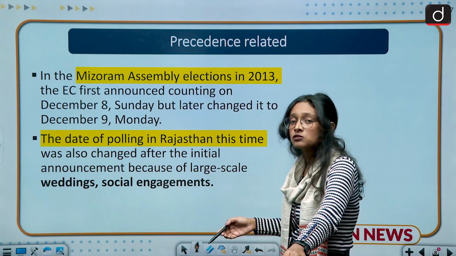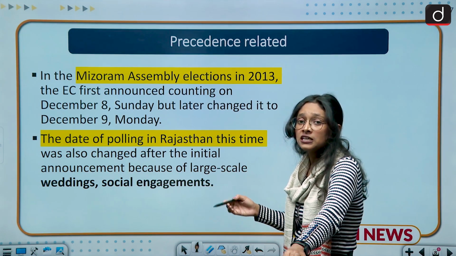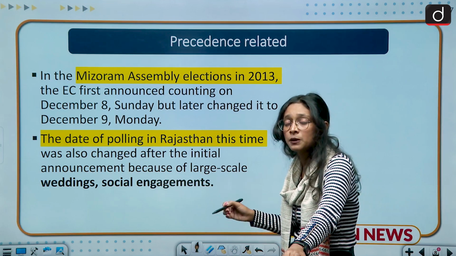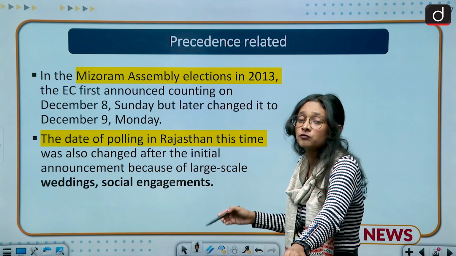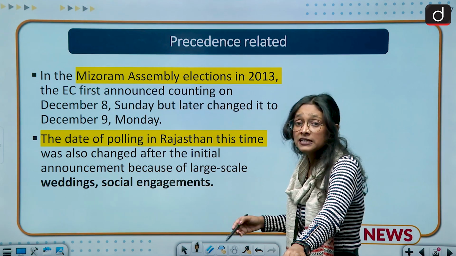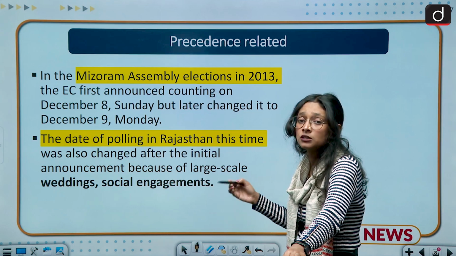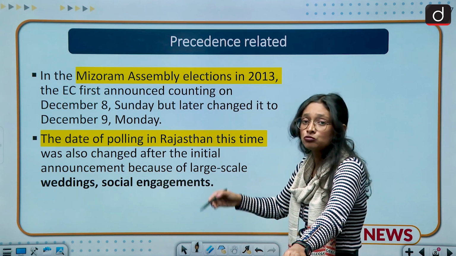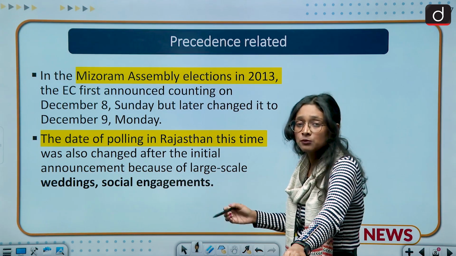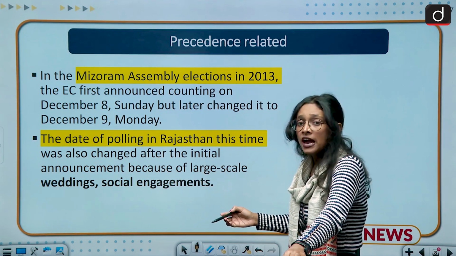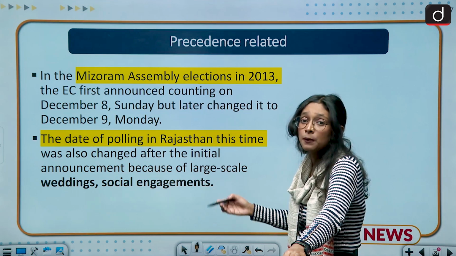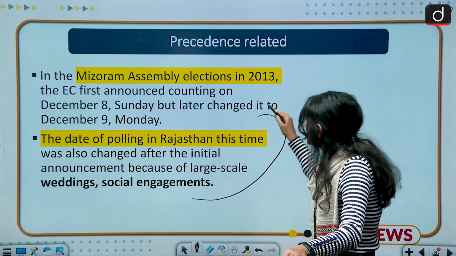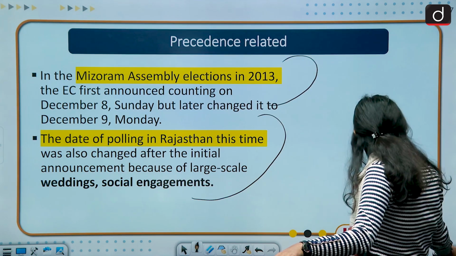This year we have also seen that the election in Rajasthan, earlier scheduled for 23rd of November, has been shifted to 25th of November, because many wedding days and other social engagements were on 23rd of November. So the Election Commission of India has the right to do so, and we have seen such evidence in the past, and in future we can also see such evidence. So these are the precedents we have. Moving to the next slide.